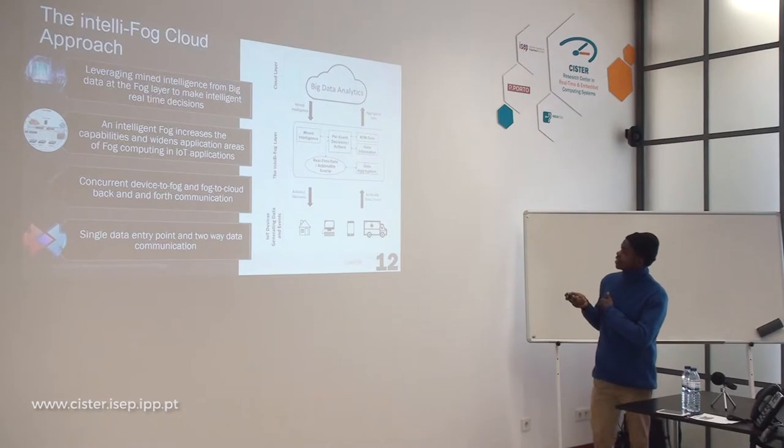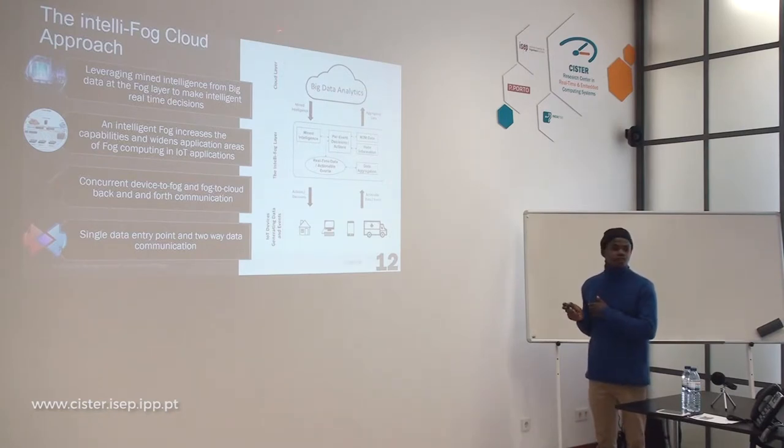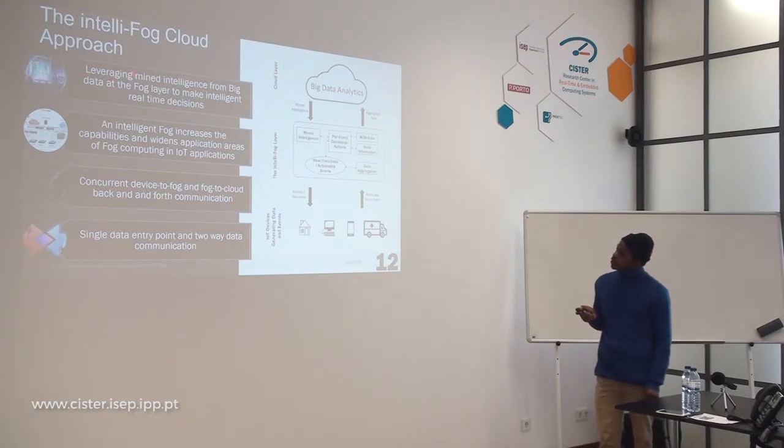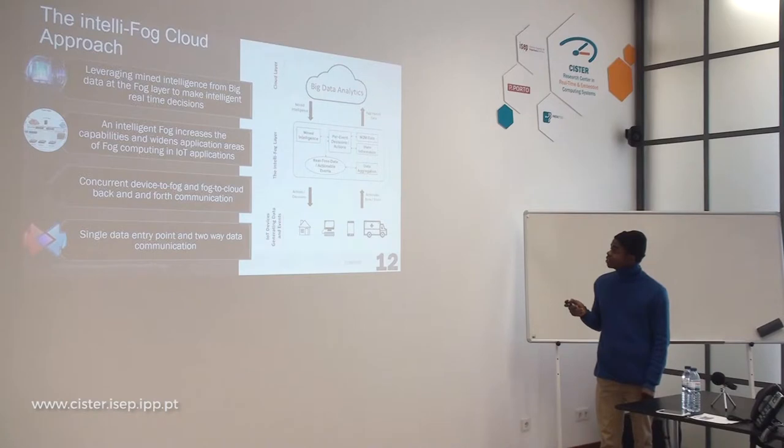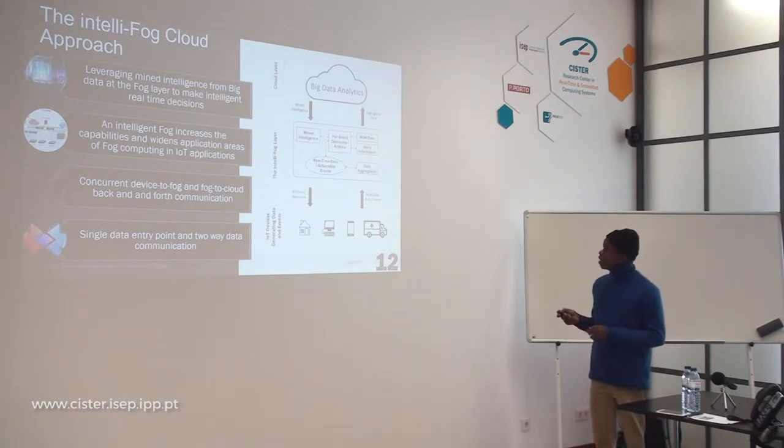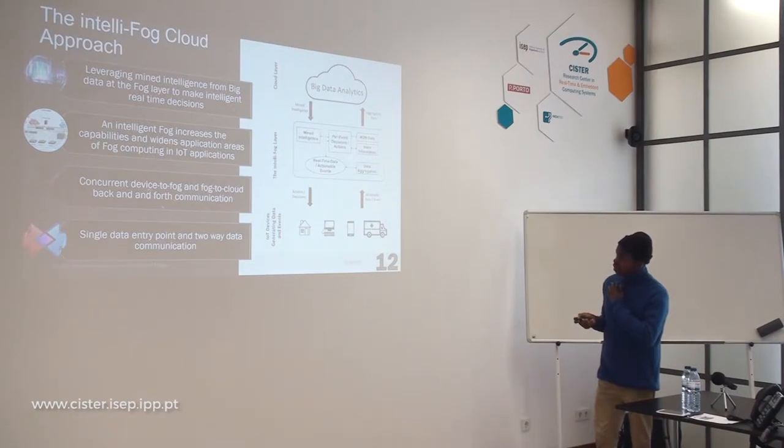So we are saying in this work that we will leverage fog computing for IoT data management, but we want to introduce mined intelligence from big data analytics, and we provide a mechanism where all this data will be aggregated and sent to the cloud big data platform, so that mined intelligence from historical data will be available at the fog edge computing layer for intelligent real-time actions. So we basically broke down the communication. An intelligent fog increases the capabilities and widens the application area for computing in IoT applications. If you can incorporate mined intelligence at the fog layer, then it increases the possibilities of the things IoT applications can do, with concurrent device-to-fog and fog-to-cloud back and forth communication.